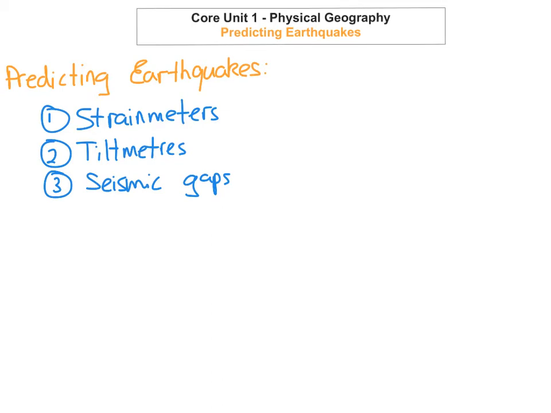The next way to predict earthquakes is by dating patterns. This is by looking at all the previous earthquakes that have taken place in the past, and then one can predict the likelihood of a new earthquake happening.